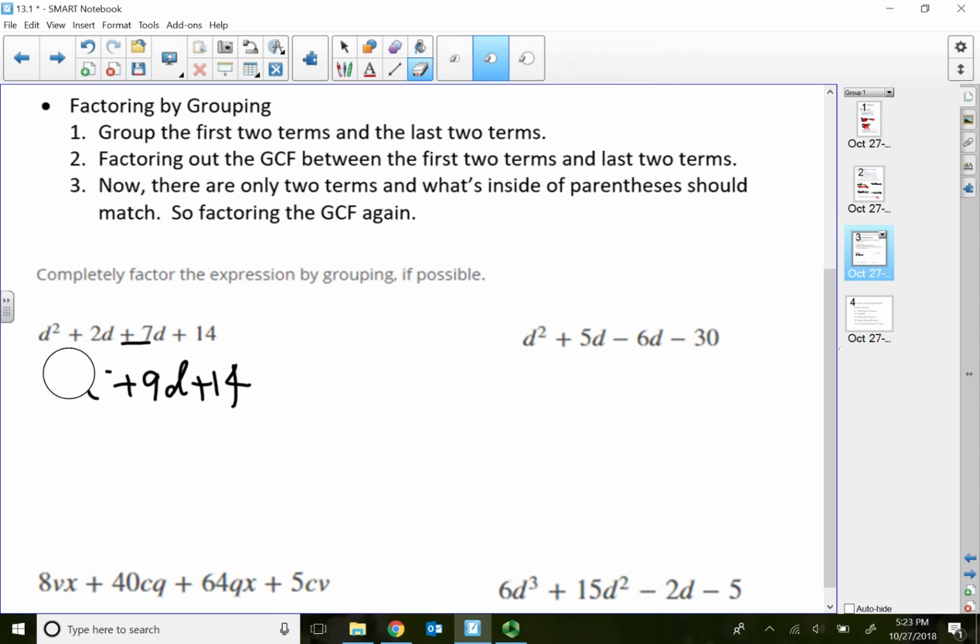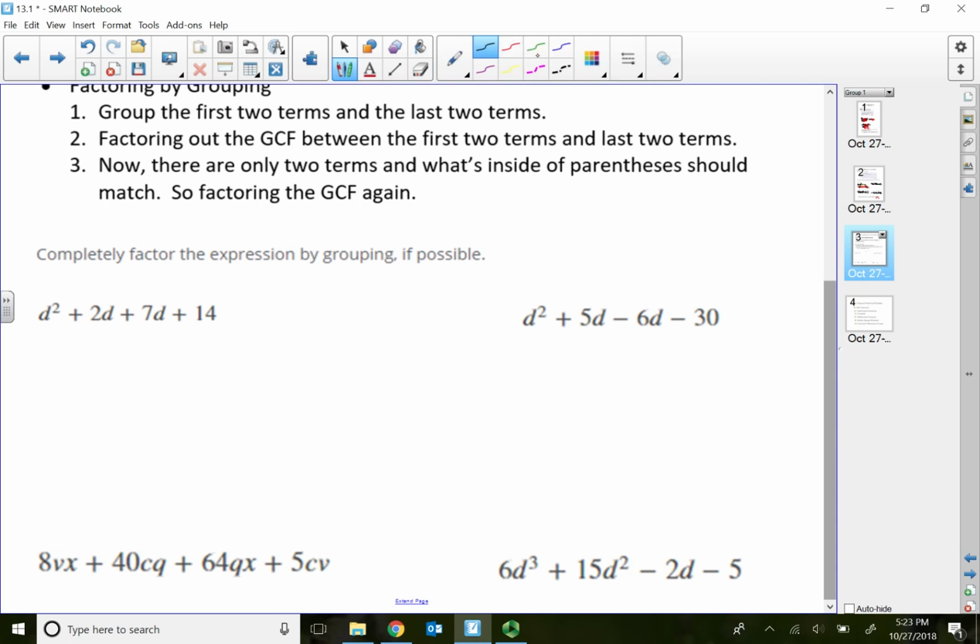But just for a minute, let's pretend I have 4 unlike terms. So the first thing I do is group the first 2 terms and group the last 2 terms. Step number 2, factor out the greatest common factor between the first 2 and the last 2. Between the first 2 terms, I can factor out a d. So what should I have left in my parentheses? Take 1 d away from each of them: d to the first is left, plus, taking the d out of the second term, positive 2 is left.